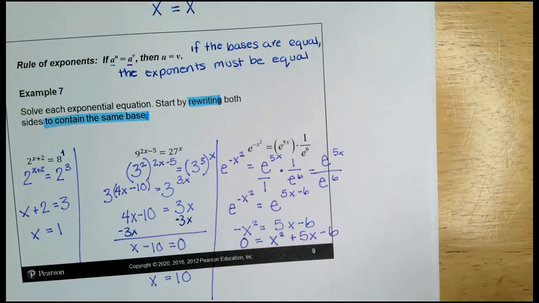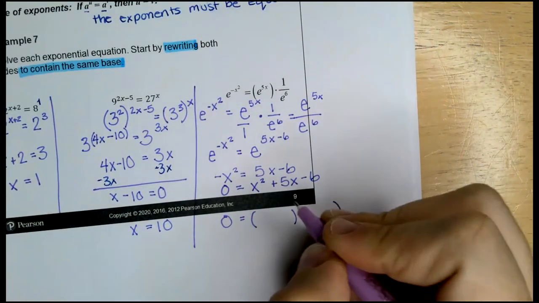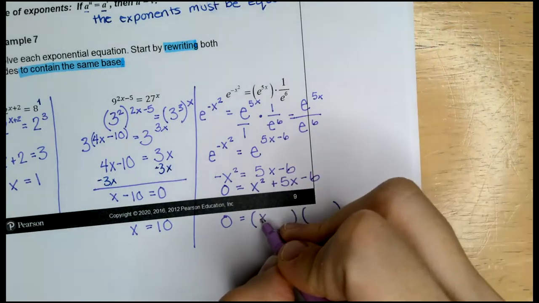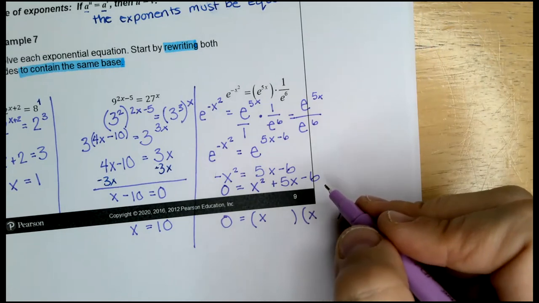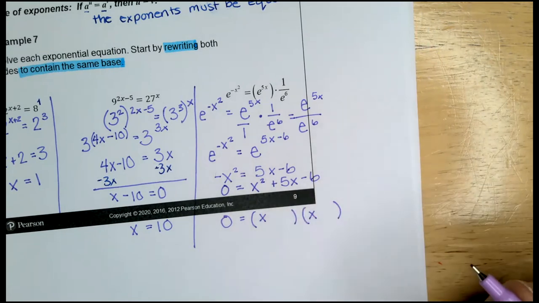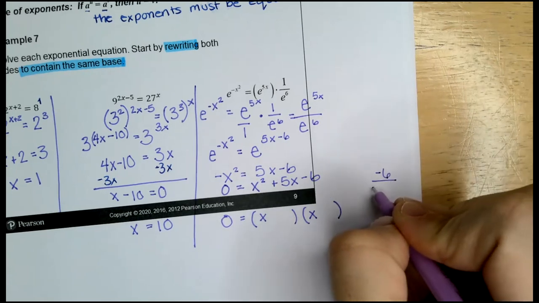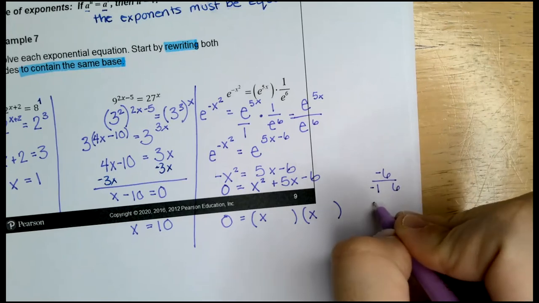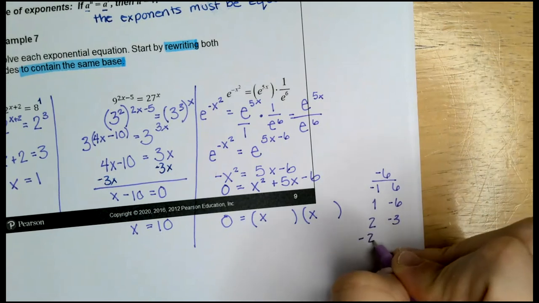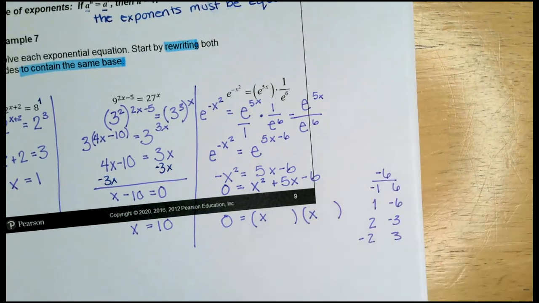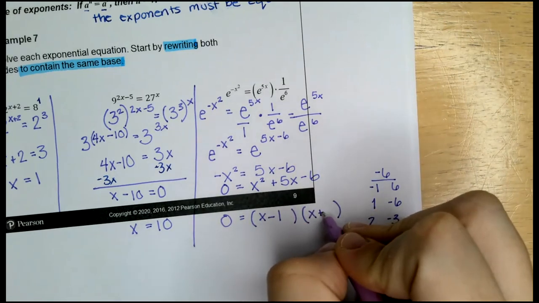Good. Do you think you could factor this? 0 is, we have an x squared, so that factors into x and x. We need 2 terms that multiply to negative 6 and add to a positive 5. That would be negative 1 and 6, positive 1, negative 6, 2, negative 3, or negative 2, 3. Which one of those would add to a positive 5? That first one, right? So x minus 1, x plus 6.